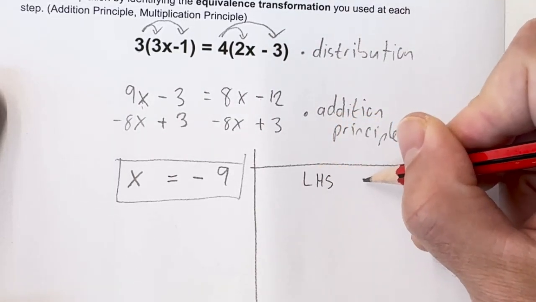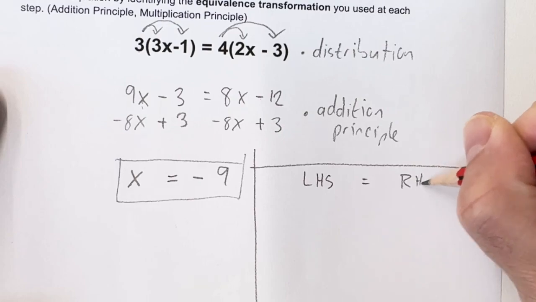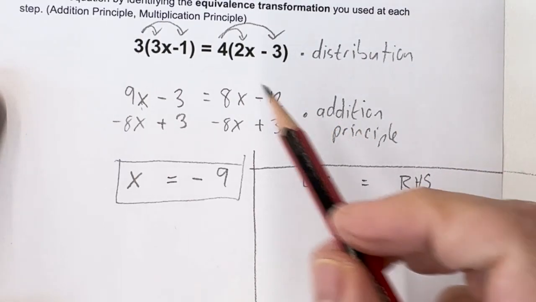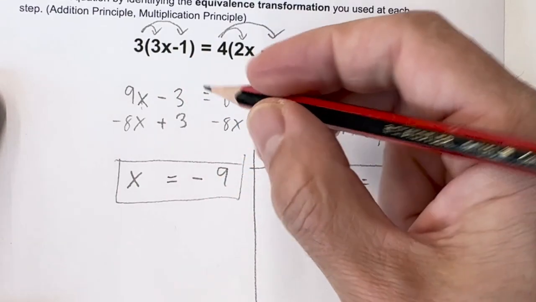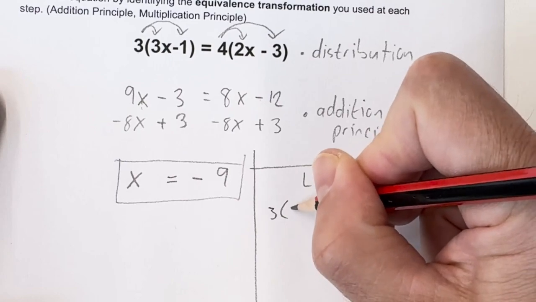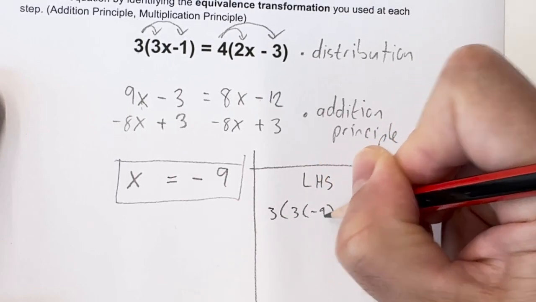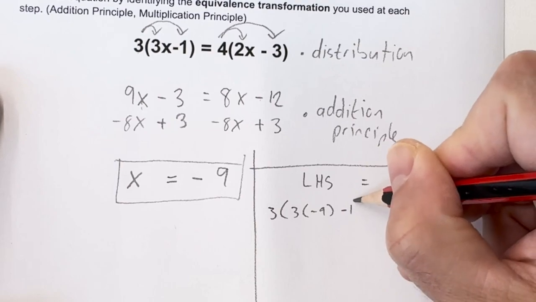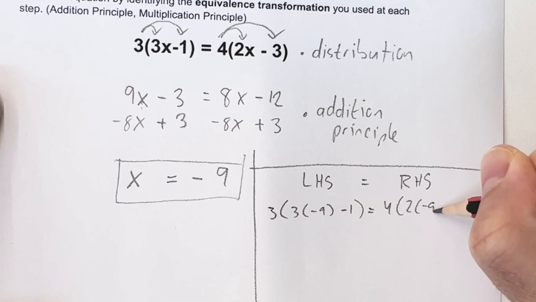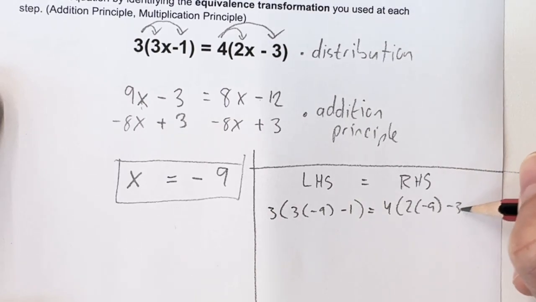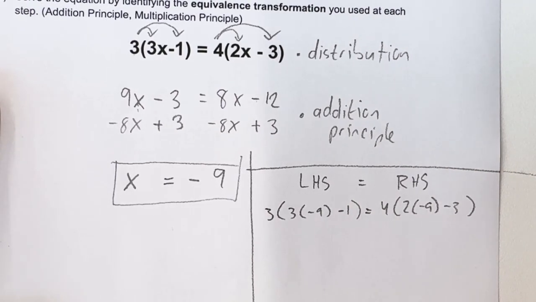And again, if you want to take it a step further and verify and justify, same idea: the left-hand side is the same as my right-hand side. And everywhere I see an x, I just substitute in a negative 9. So I'll write 3, instead of x, I say negative 9, minus 1 is 4, 2, negative 9, minus 3. Okie dokie. Let's just do some math.